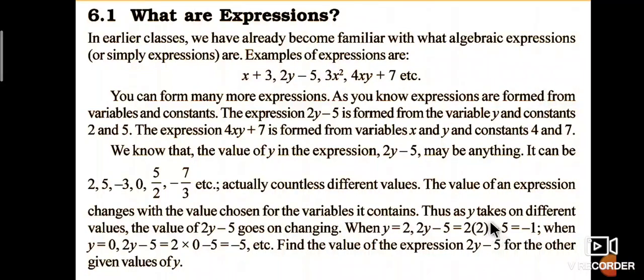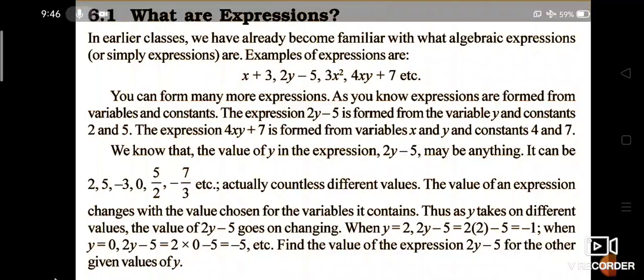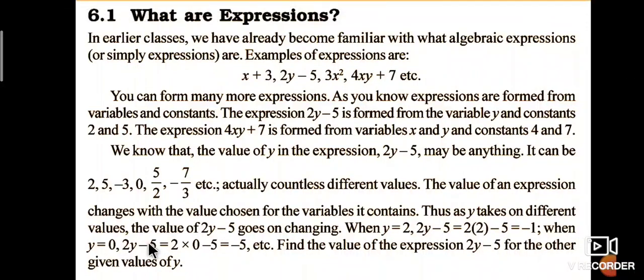Thus, as y takes on different values, the value of 2y minus 5 goes on changing. When y is equal to 2, 2y minus 5 is equal to 2 into 2 minus 5, which is equal to minus 1. When y is equal to 0, 2y minus 5 is equal to 2 into 0 minus 5, which is equal to minus 5. Find the value of the expression 2y minus 5 for other given values of y.